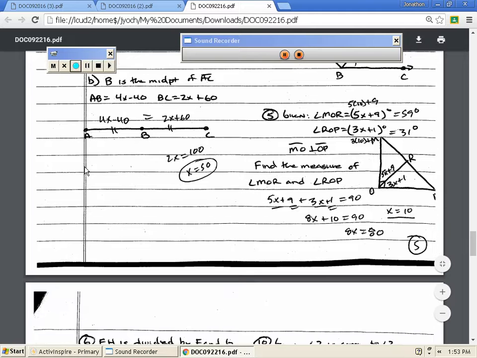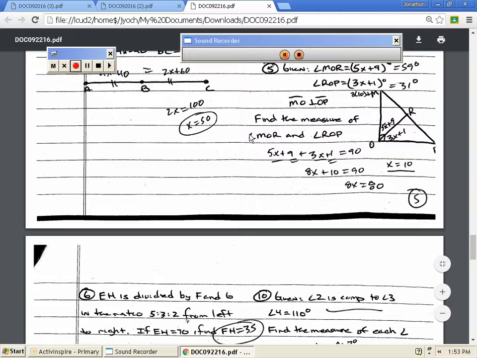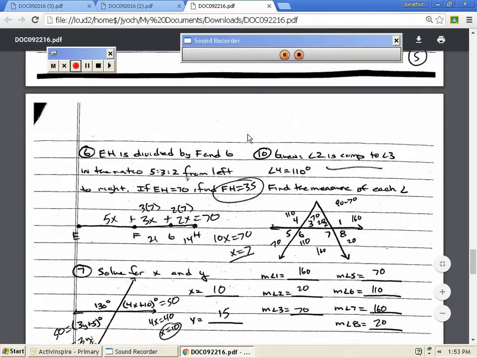Alright, number 5, MOR and ROP are perpendicular because of this statement right here. So don't set them equal to each other. Add them, set it equal to 90. 8x plus 10 is 90. 8x is 80. X is 10. And plug it in right there and there. 59 degrees, 31 degrees. Alright, again, pause this at any time if you need to look at the answers more.